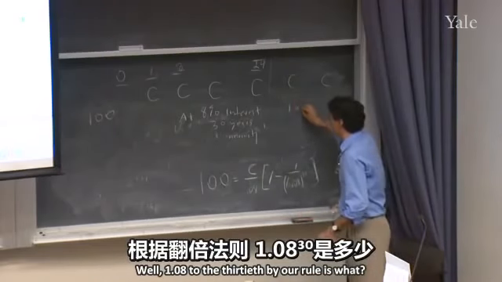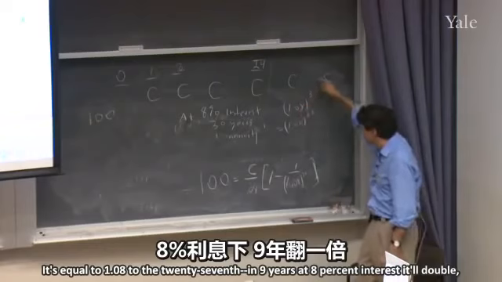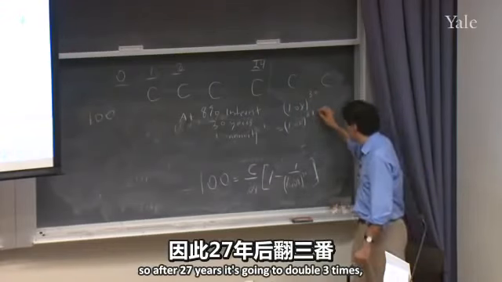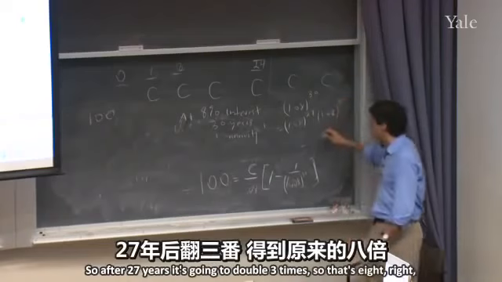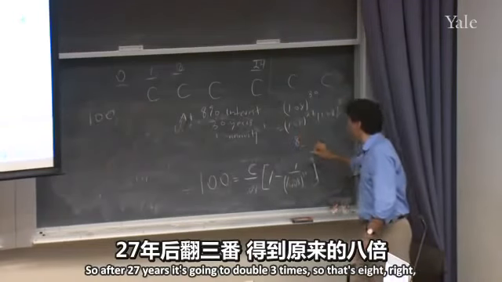Well, 1.08 to the 30th by our rule is equal to 1.08 to the 27th. In 9 years at 8% interest, it'll double. So after 27 years, it's going to double 3 times. 1.08 to the 3rd power. So that's 8, right?